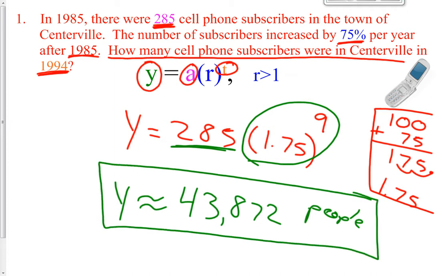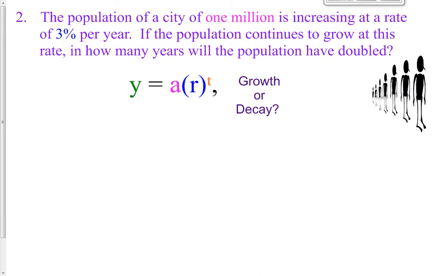It grows very quickly. After 9 years, it went from 285 to almost 44,000 people. Very significant. Let's try number 2. The population of a city of 1 million is increasing at a rate of 3% per year. If the population continues to grow at this rate, in how many years will the population have doubled?